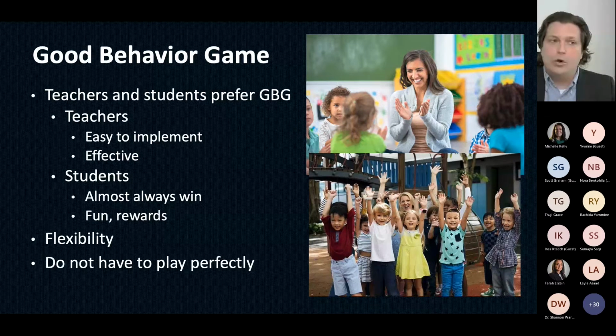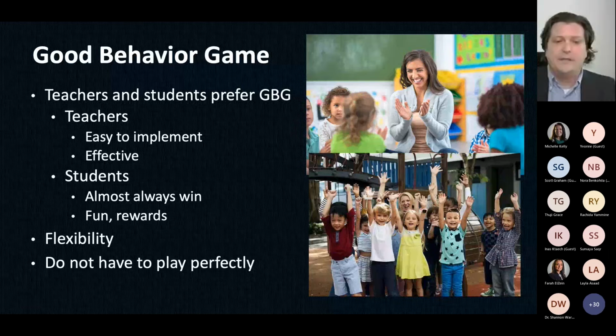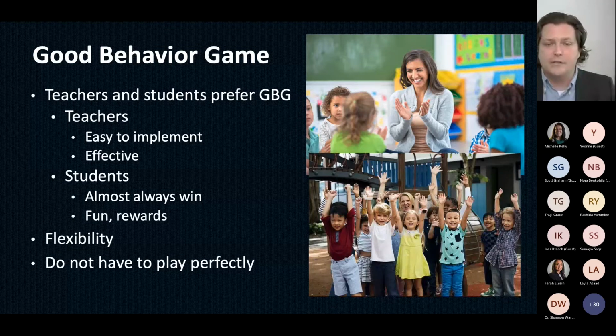So in many cases, when we train teachers or school staff to implement a behavioral intervention, treatment integrity, or the extent to which they're implementing the procedure as it was written or designed, is very important to be high. They need to be very, very good at implementing these interventions as intended. And mistakes can result in decreases in effectiveness. And we've shown that the good behavior game is a very robust procedure that can withstand low levels of treatment integrity. And so I'm going to be talking about that a little bit later on.